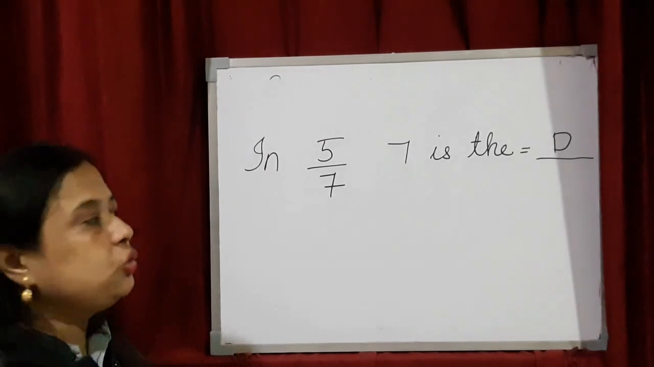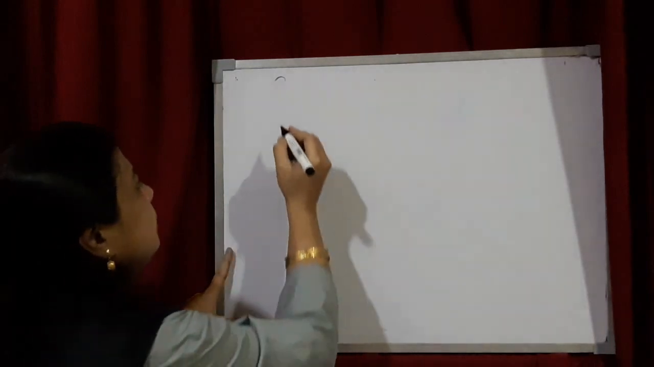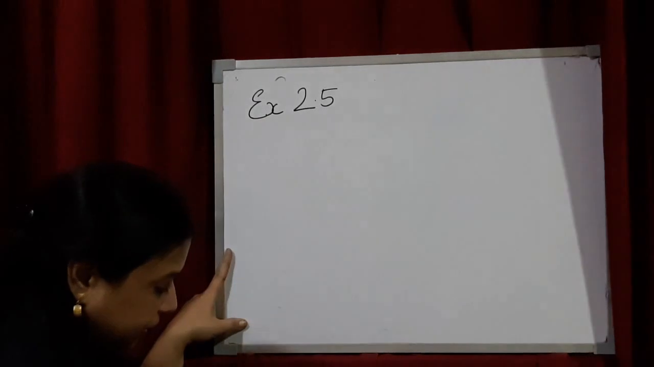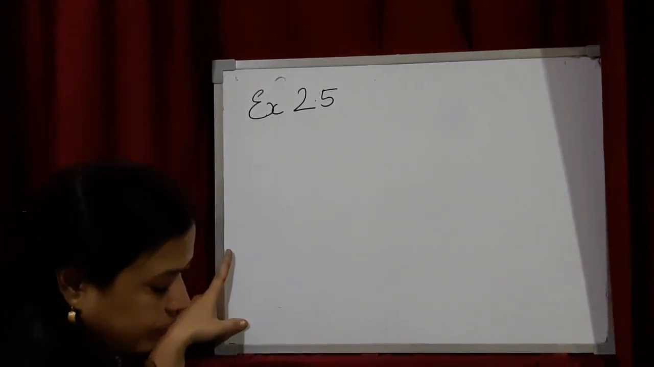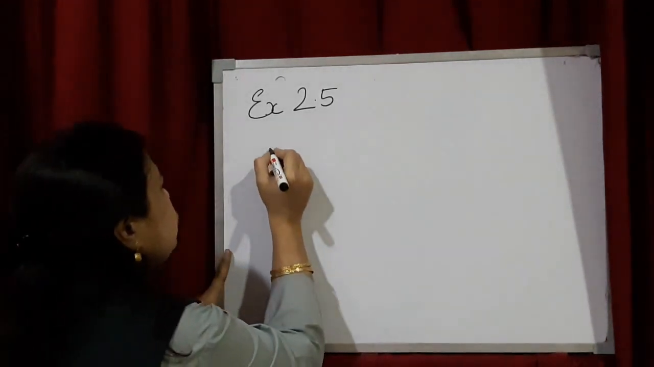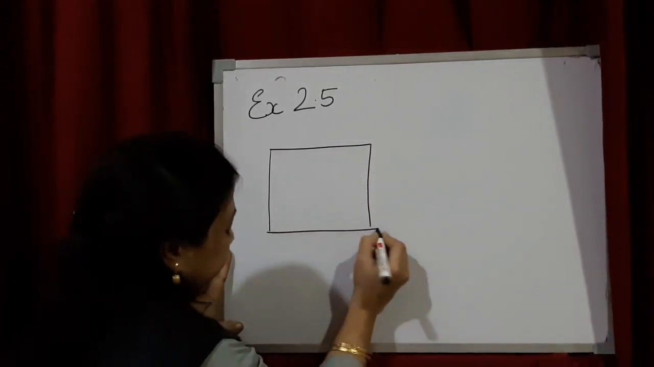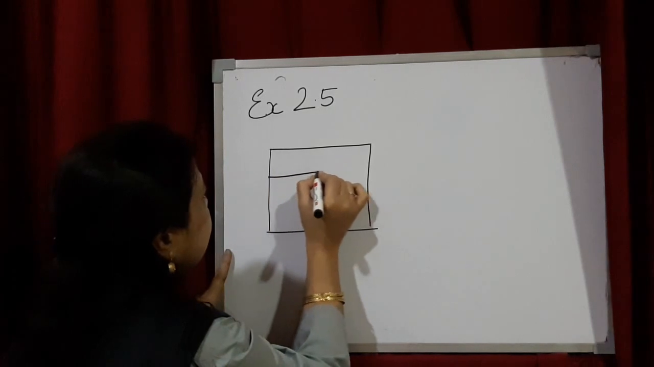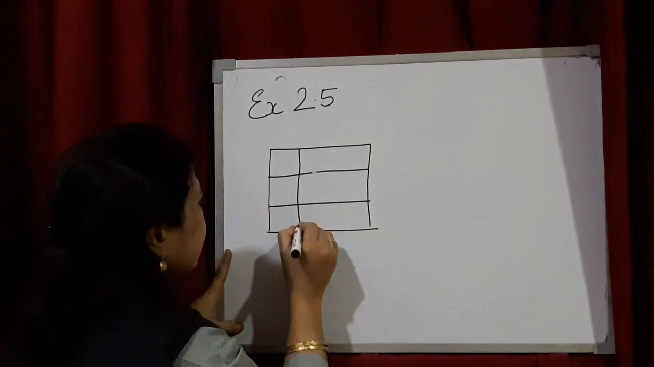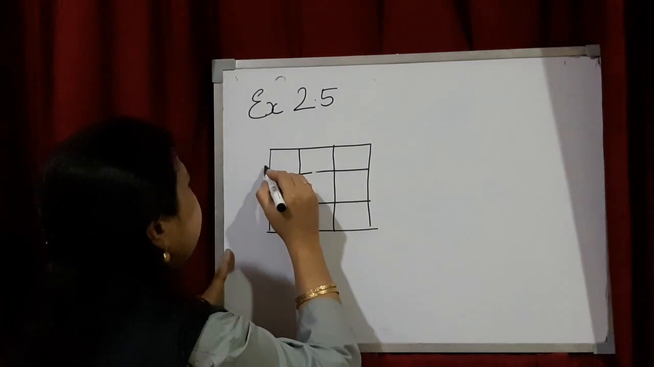Now children, in exercise 2.5, what is given in exercise number 2.5? Write what fraction of the whole is shaded. Okay, so here also the figure is given to you. I will show you one figure which is given in your exercise. This way the figure is given and this part is shaded.